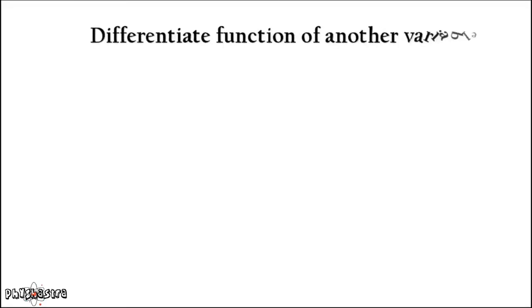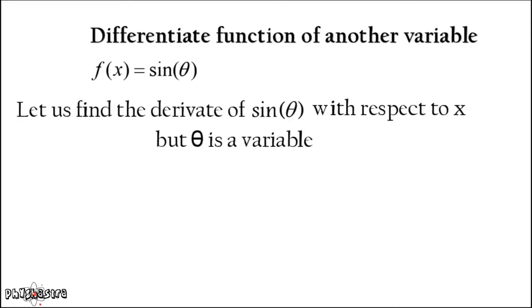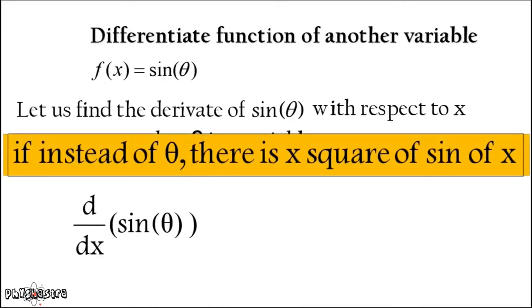Now what happens when there is another variable in the function? For example, if f of x equals sin theta, then let us take the derivative of f of x such that d by dx of f of x equals d by dx of sin theta. See, theta is a variable such as x square or sin x instead of theta. Then for finding the derivative, we should find the derivative of the theta variable separately.